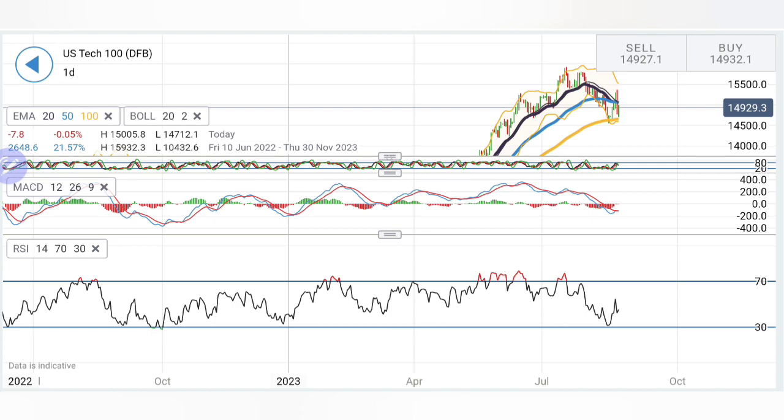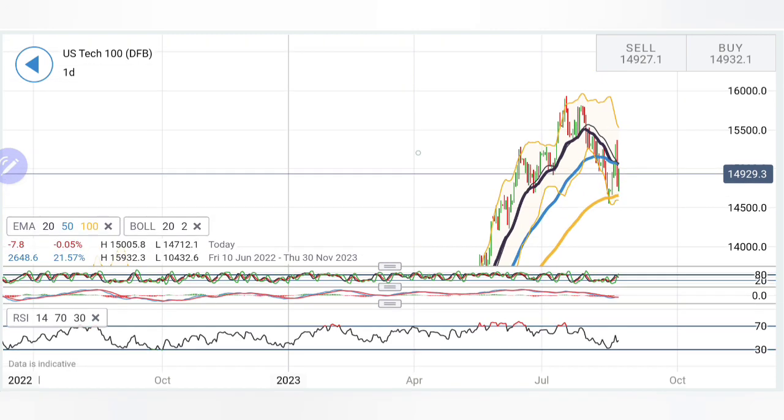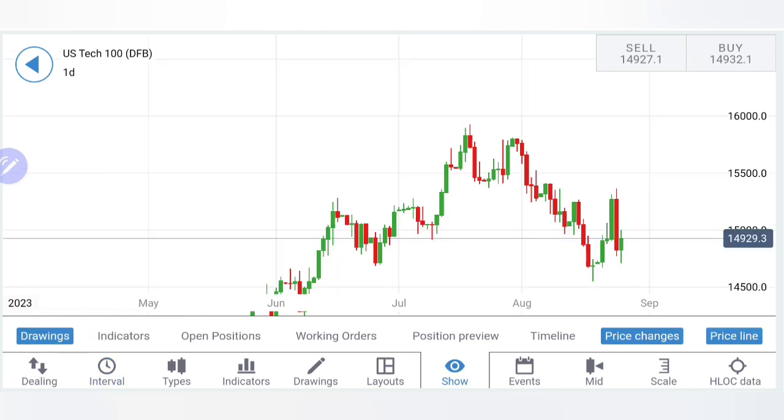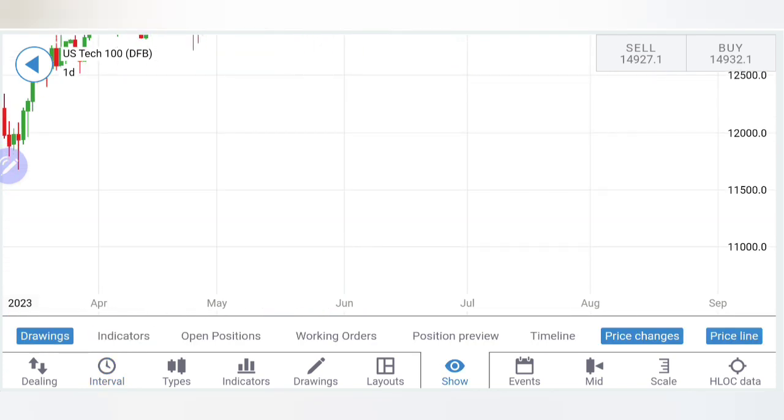RSI is at a comfortable zone. So considering this, now we have seen the charts, we have seen the indicators. Time for me to define the strategy for you for next week, and at the same time give you my summary of the observation.